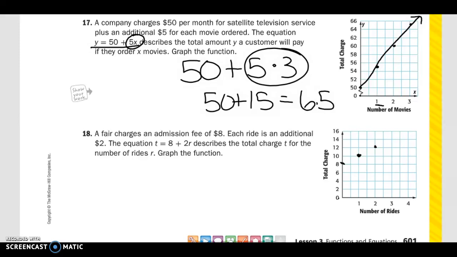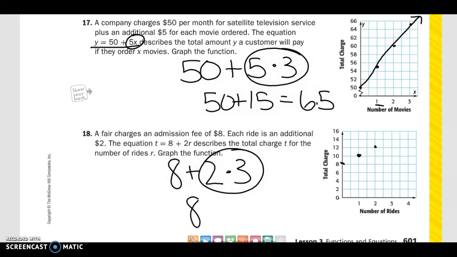Our next one, what happens if we ride 3? We have 8 plus 2 times 3. 2 times 3 is 6. So 8 plus 6 equals 14. Now let's see. Each time we're going up by 2. So if we get to 4, we'll be at 16. So go ahead and draw your line like that. Make your pretty little arrow. Because if I ride 5 or 6 rides, they'll still go up by 2.